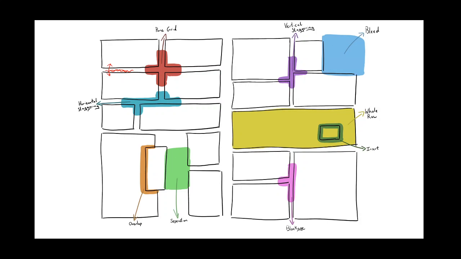So there's a couple of examples. I'm not going to go over the bleed, just because that's kind of obvious when there's a large space between the panel and the edge of the page. It's called the bleed. But I do want to talk about the pure grid, the horizontal and vertical staggering, a whole row, an insert, an overlap, and a separation, and blockage.